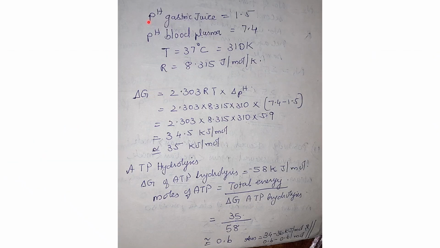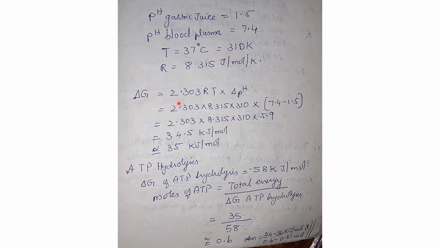So first, the pH of gastric juice is given, and the pH of blood plasma is also given. T is told to be 37 degrees Celsius, so convert to Kelvin because R is in joule per mole per Kelvin. So 310 Kelvin. Now find the free energy change.